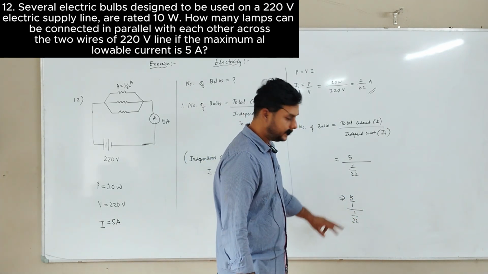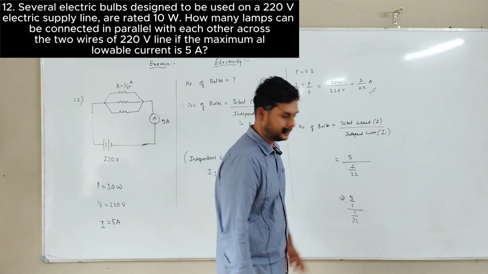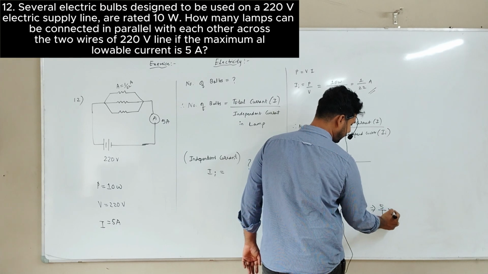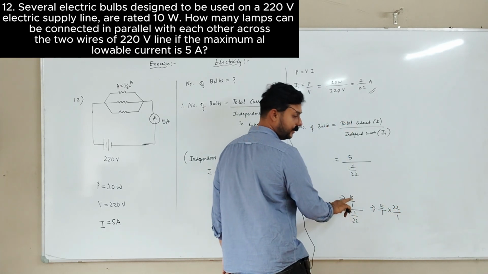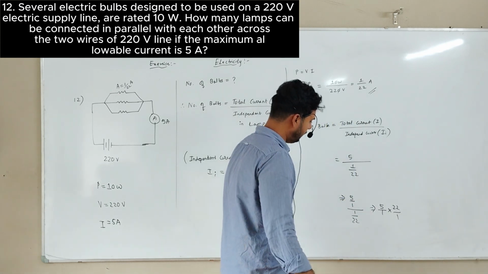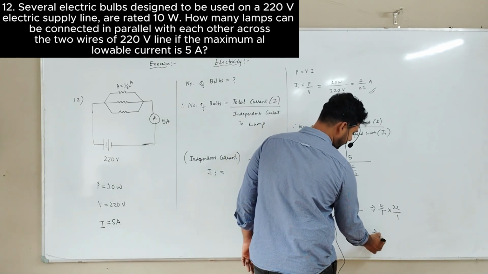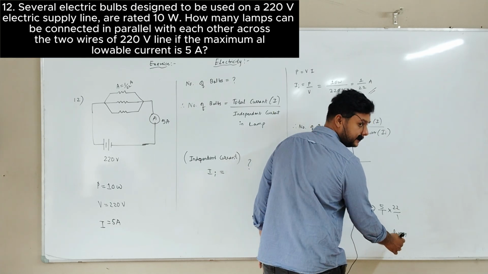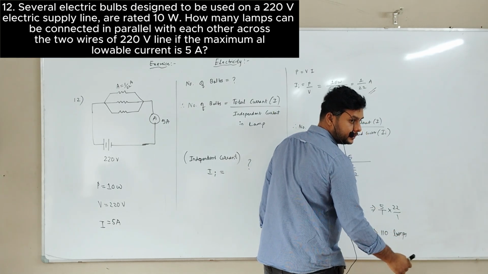When the 22 comes up, it becomes 22 by 1. So here I will write 5 by 1 into 22 by 1. This will reciprocate. So 5 into 22 is 110. So how many bulbs are we using? Lamps or bulbs? Check the question. Bulb.